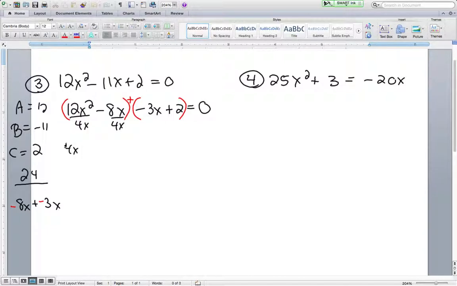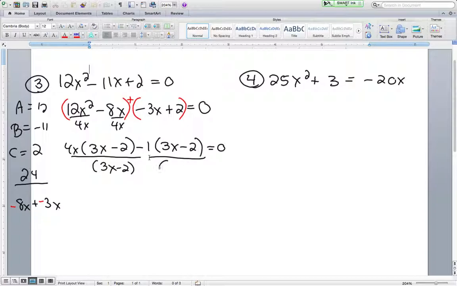And we'll get 4x times the quantity of 3x minus 2. Oh, I don't see a GCF. Looks like I already have it, except the signs are wrong. What's that, Sam? You want me to pull out a negative 1? Oh, good idea. Let's pull out a negative 1 and watch what happens. There we go. So now I can factor out a 3x minus 2 and 3x minus 2. And I'll get the quantity of 3x minus 2 times the quantity of 4x minus 1.